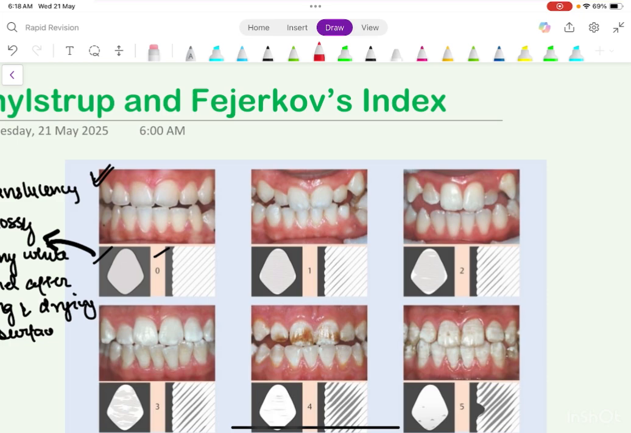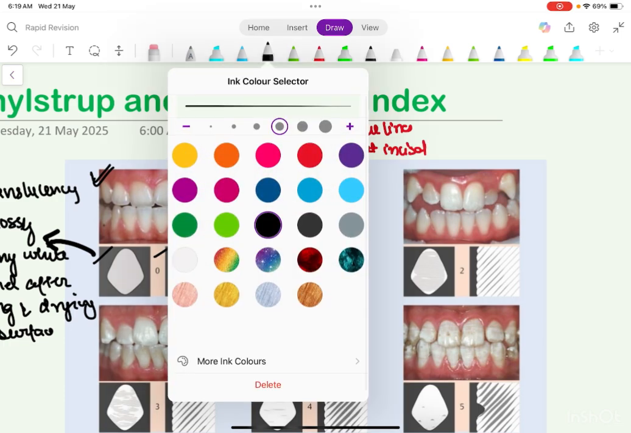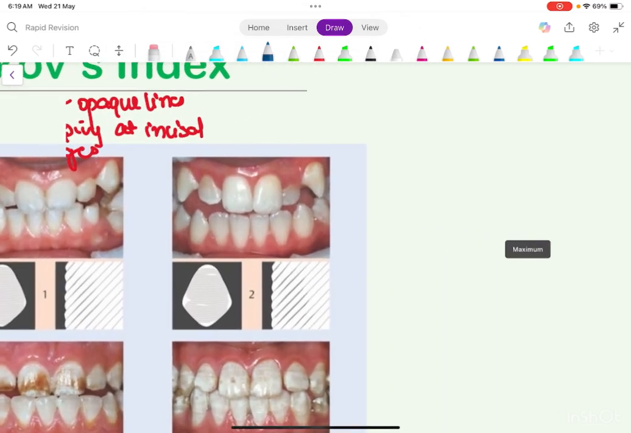So here we will see thin white opaque lines and snow capping at the incisal edges. Okay, now let's talk about the second one.